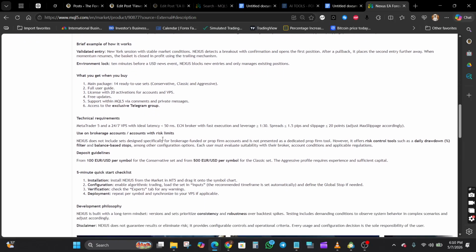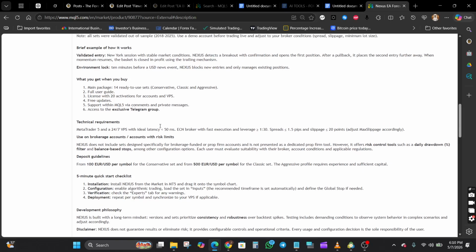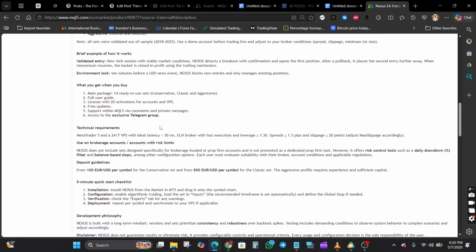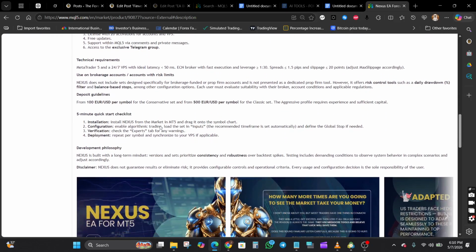So, in addition to that, there is a global stop system, recovery logic, block based closures, session filters, volatility filters, and optional volume value area analysis using point of control concepts.